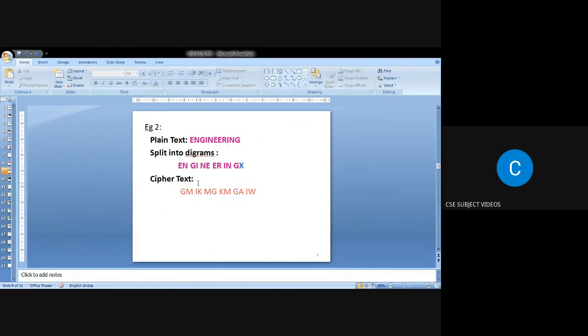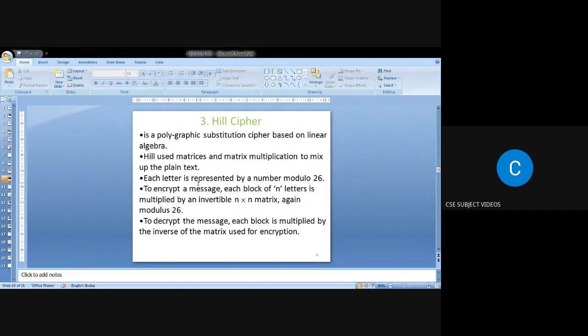Okay, we can go with the next one, Hill cipher. Hill cipher is nothing but a polygraphic substitution cipher. In Playfair cipher, there is a rule that we have to encrypt two letters at a time, whereas in Hill cipher, you can encrypt M letters at a time. So M can be anything.